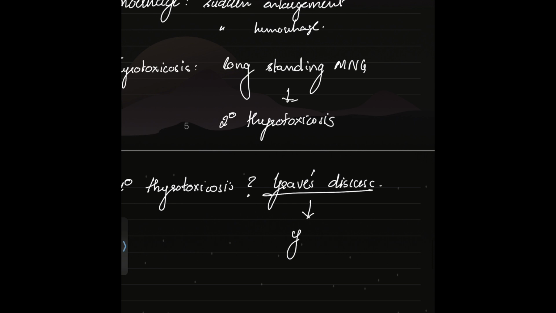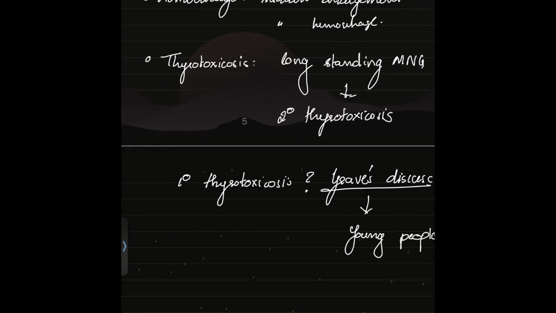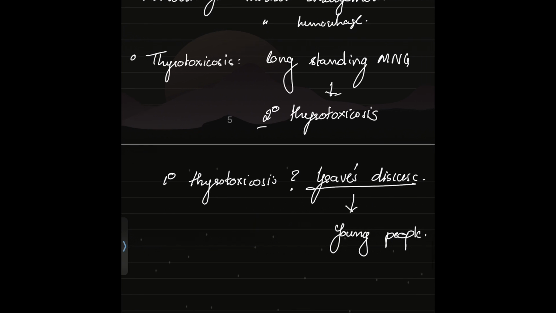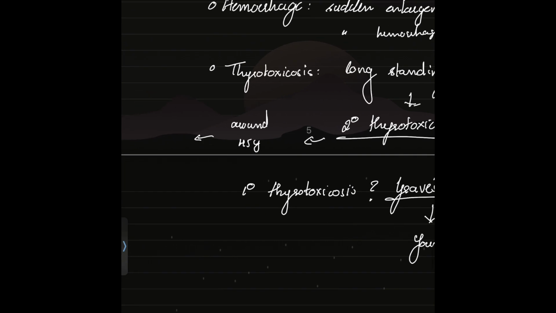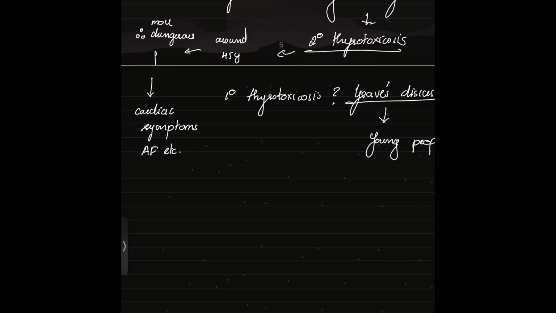But Graves' disease occurs in the younger people, right? In the younger patients. But MNG occurs in older populations. So this is more dangerous, right? The secondary thyrotoxicosis due to long-standing MNG will be more dangerous, and it can lead to cardiac symptoms such as atrial fibrillation.